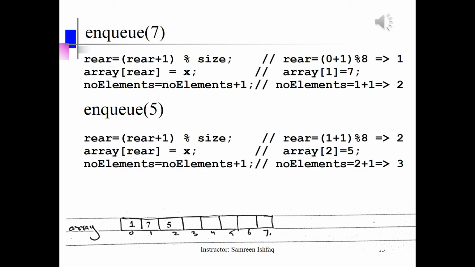If user want to enqueue 7, the value of the rear was 0. 0 plus 1 is equal to 1 and 1 mod 8 is equal to 1. So the 7 will be inserted at index 1 and the number of element is increased from 1 to 2. If user want to enqueue 5, the value of the rear is 1. 1 plus 1 is equal to 2. 2 mod 8 is equal to 2. So 5 will be inserted at index 2. Likewise, you can insert element.